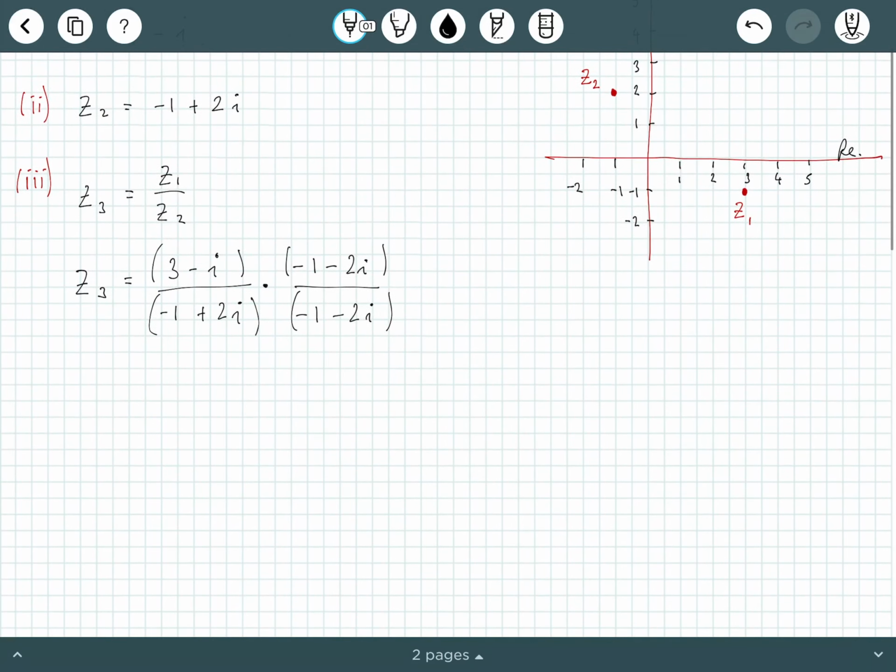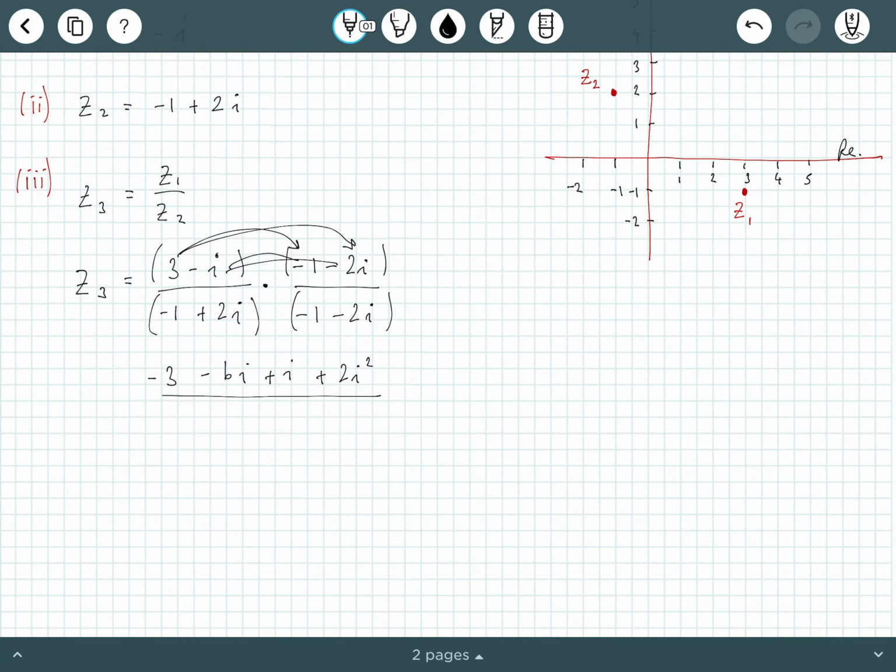So 3 by minus 1 is minus 3. And 3 by minus 2 is minus 6i. Minus i by minus 1 is plus i. Minus i by minus 2 is plus 2i squared.